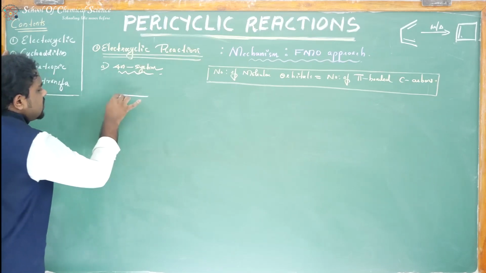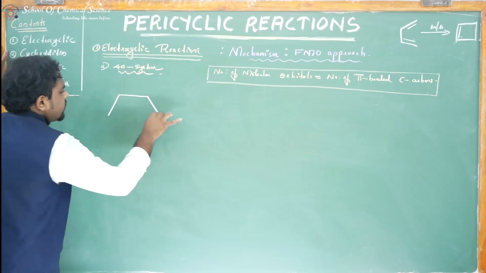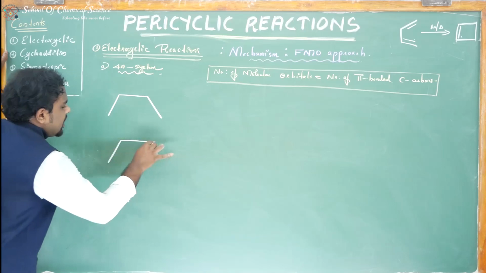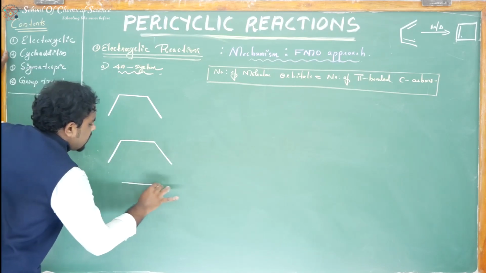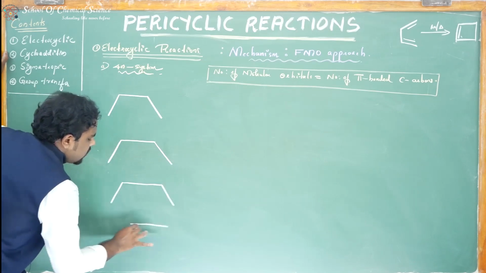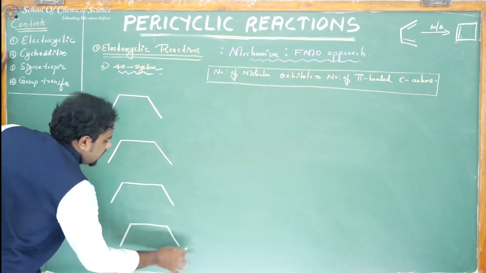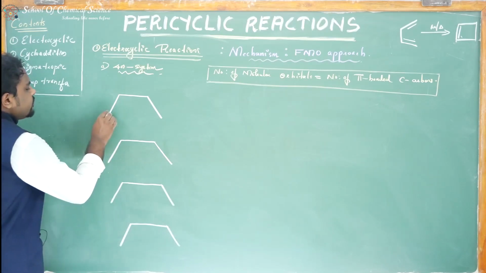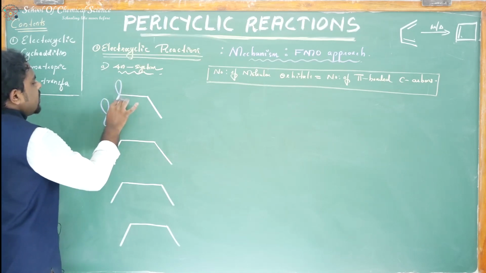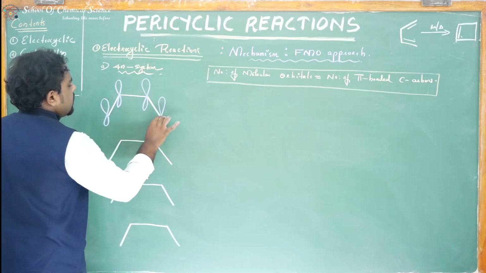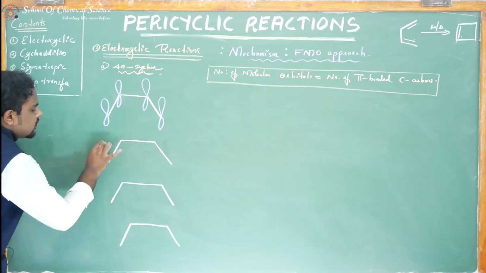So the first one, this is the cyclobutadiene molecule. Since 4 pi bonds are there, definitely cyclobutadiene has 4 molecular orbitals, and they are represented as carbon number 1, carbon number 2, carbon number 3, carbon number 4.